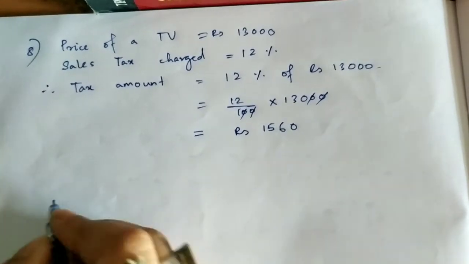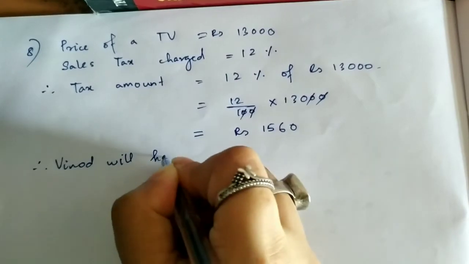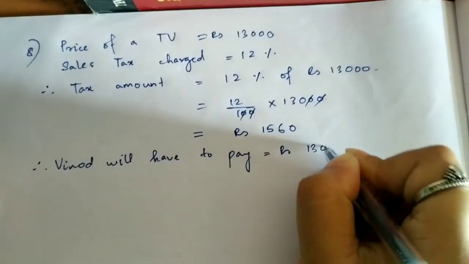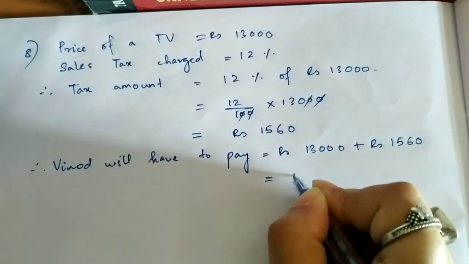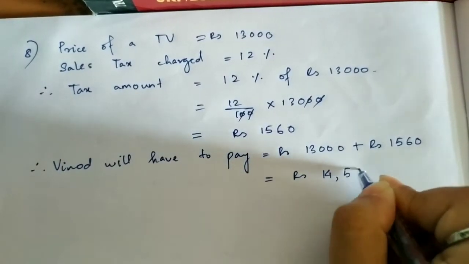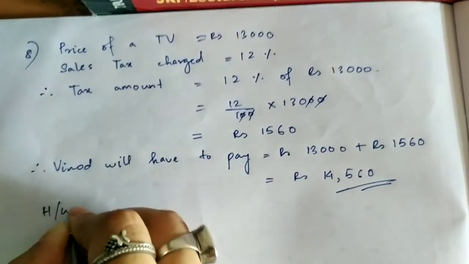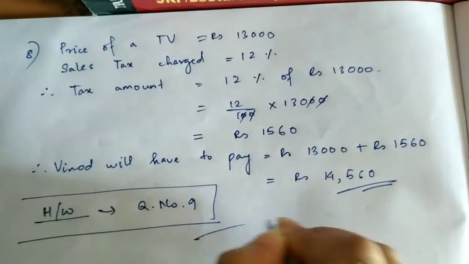Just add this up. So I can write, therefore Vinod will have to pay equal to rupees, the MRP plus the tax 1560, which will give me rupees 14,560. So he has to pay this much amount for buying the TV. So this is how you calculate the price when a tax is given. And in a similar way, your next homework will be question number 9. So I hope you'll be able to do this.